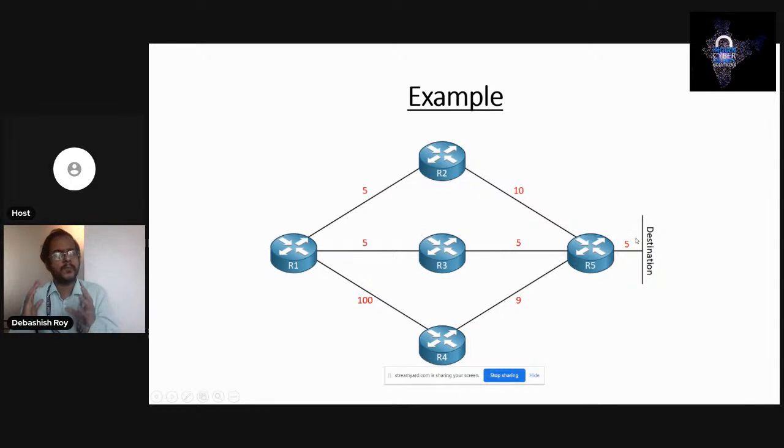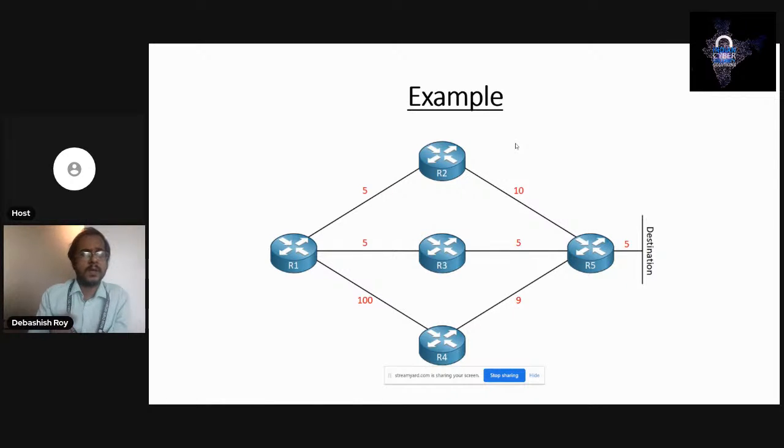Now, in the case of feasible distance, that is the total thing. From R1 to R5 via R2, if you want to calculate the feasible distance, it will be 5 plus 10 plus 5, that is 15 plus 5, which means 20. For the entire path via R4: 5 plus 5 plus 5, 10 plus 5, 15, and 100 plus 9, 109, and 5, 114. That will be the entire path distance, the entire path metric.